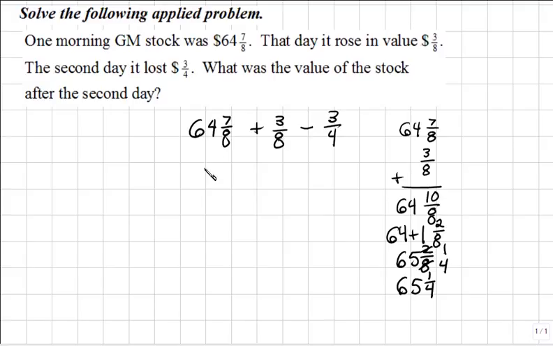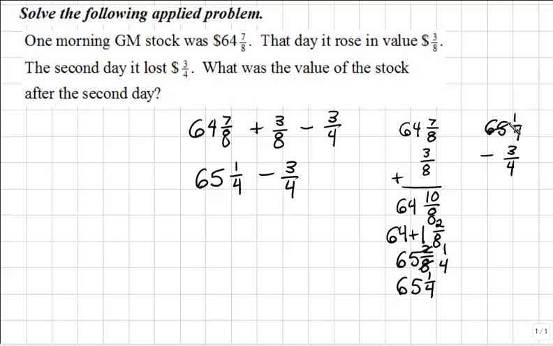So now we would have 65 and 1/4 minus 3/4. To subtract 65 and 1/4 minus 3/4, we'll use the same vertical format. To subtract our fractions, we do need common denominators, and we have that. However, we cannot subtract 3 from 1. So we need to borrow a whole unit from 65.